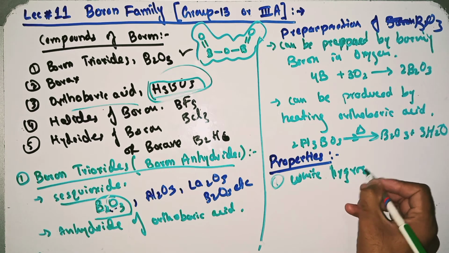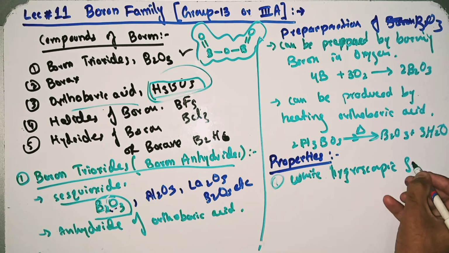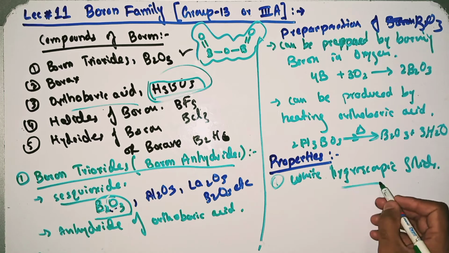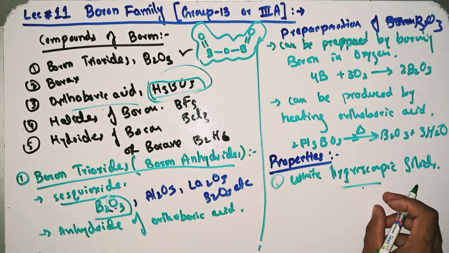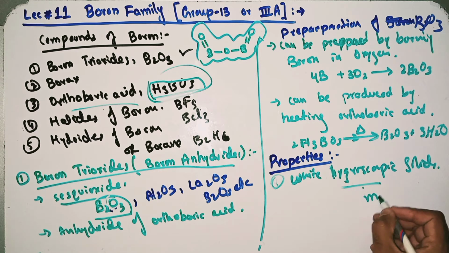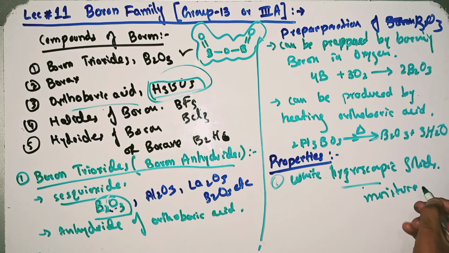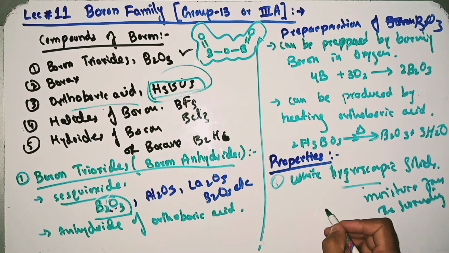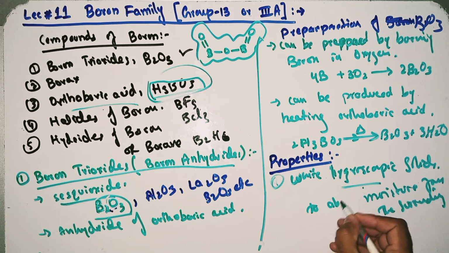Hygroscopic solids. These are white hygroscopic solids. What is meant by hygroscopic? Hygroscopic means the tendency of a solid substance to absorb moisture from the surrounding. So it is called a hygroscopic solid.